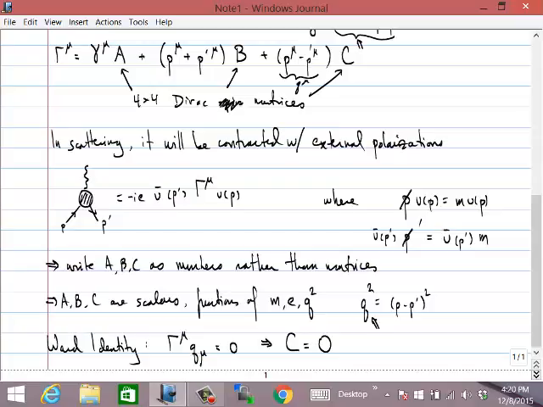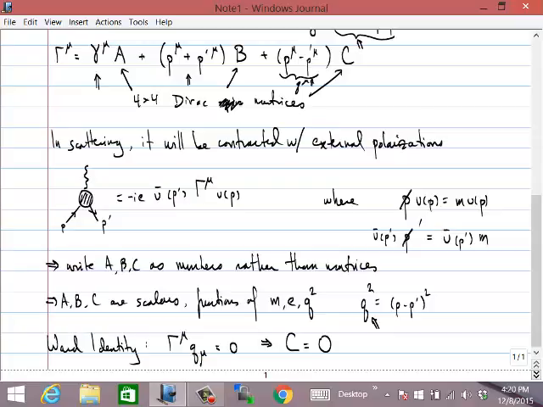Because if you work it out, if you contracted this guy with q mu, you would get 0. And if you contracted this guy with q mu, you would also get 0. But if you contract this guy with q mu, in general, you need to set c equal to 0. There's actually a little bit of a subtlety here.